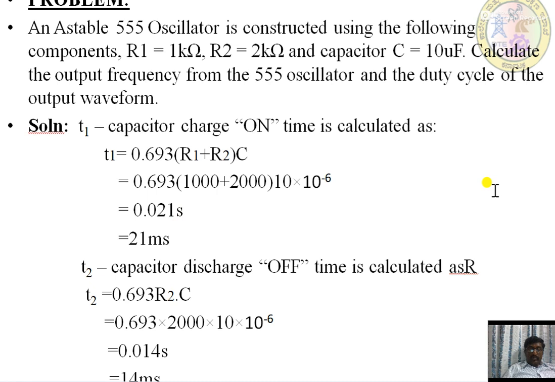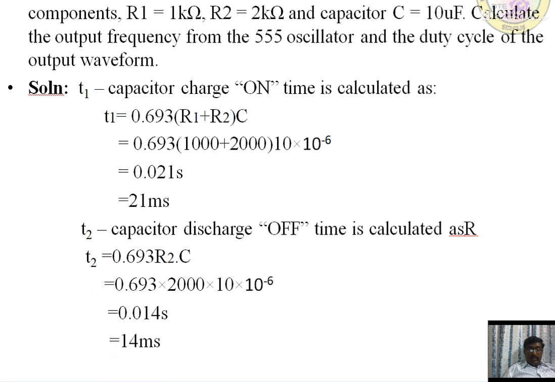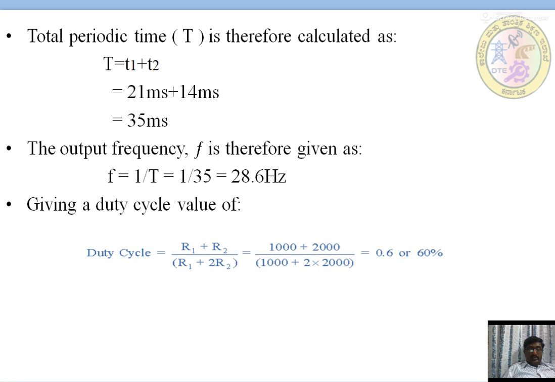Just substitute the values. What we will get is 0.021 seconds or 21 millisecond. In the same way for discharging, the capacitor discharge time is 0.693 R2 into C. So it will have the value of 14 millisecond. The total time is calculated as T equal to T1 plus T2. If you add 21 millisecond plus 14 millisecond, you will have a value of 35 milliseconds.